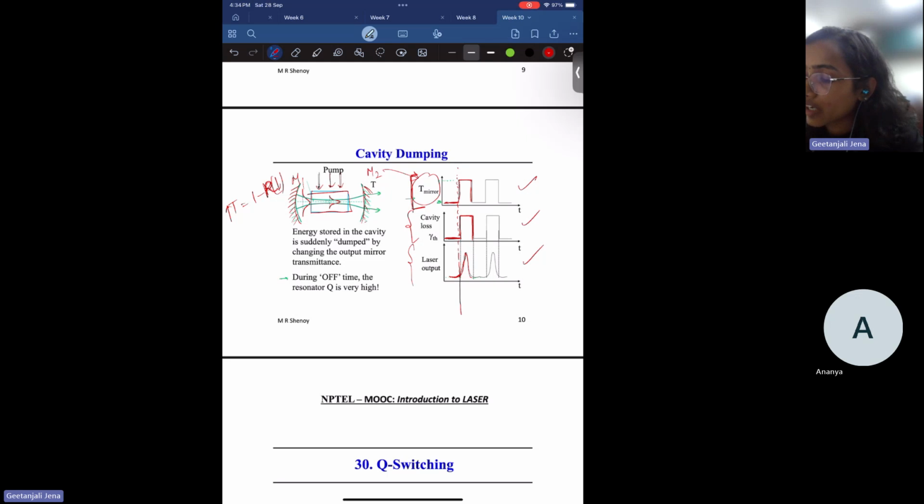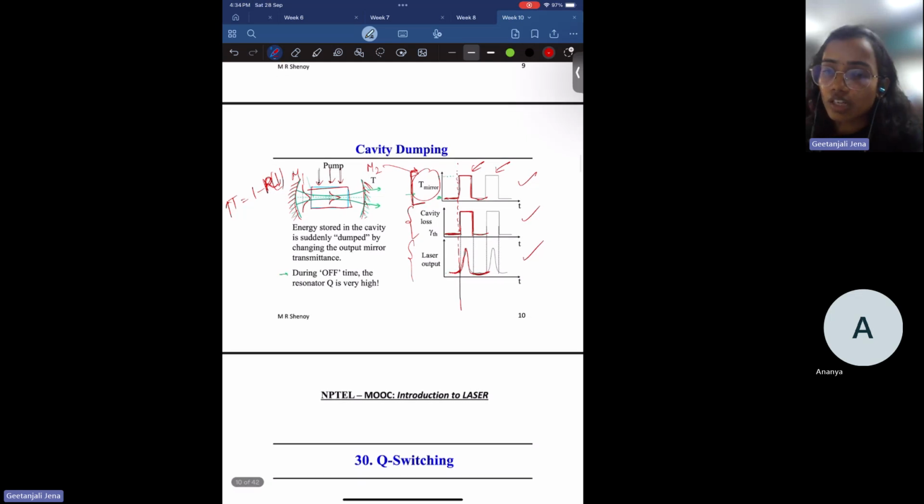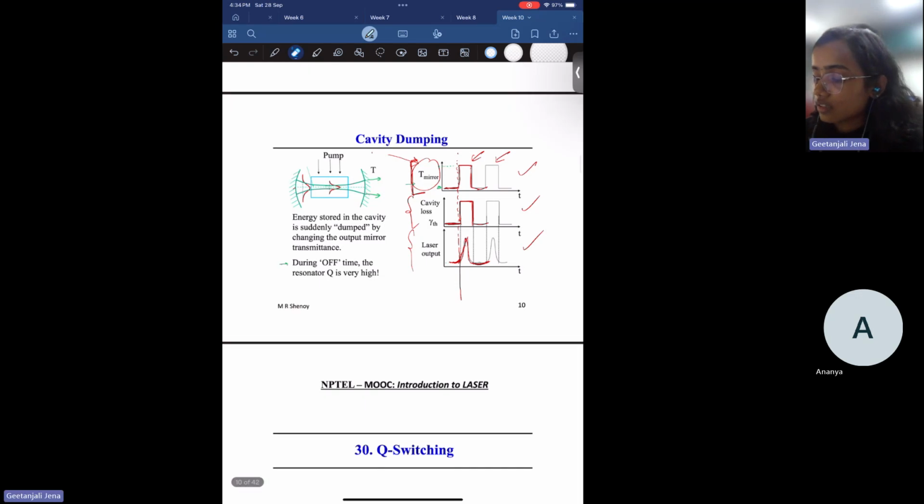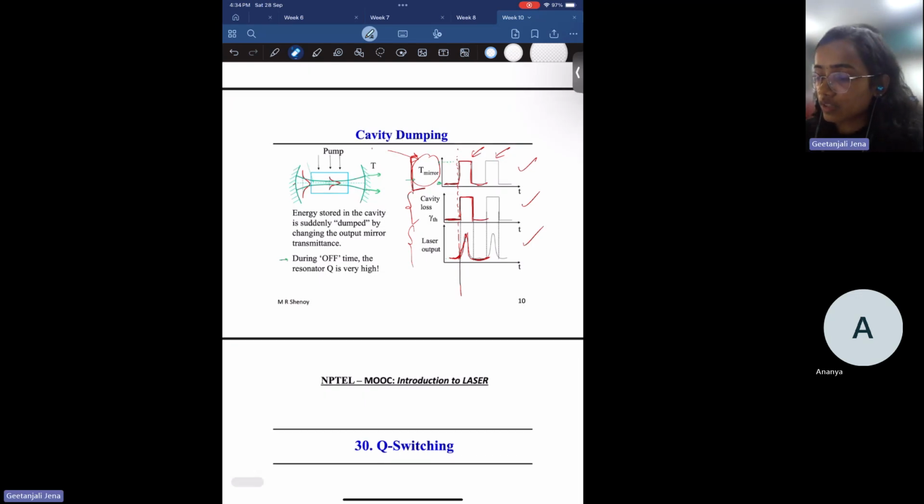Okay. And now again we are switching off, we are changing the reflectivity to 0. So that means again the cavity loss will be low and the output through this cavity will be low. So in this way, by changing the transmittance in periodic intervals, you can control the laser output through the mirror M2 and you will see a pulse laser through mirror M2. So cavity damping is all related to how you are changing the reflectivity of the second mirror and generating a pulse laser through this second mirror.